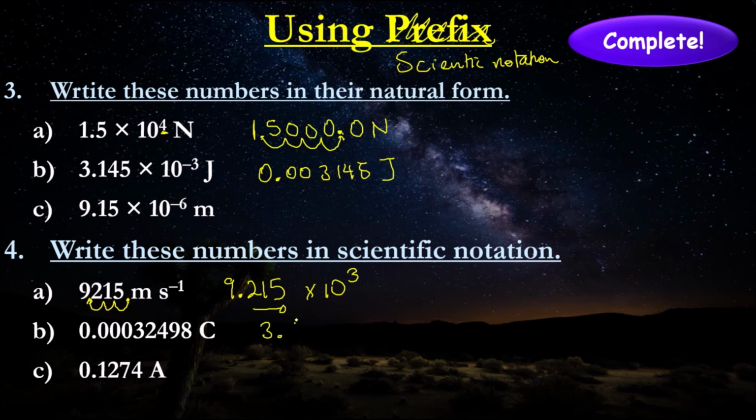Next one we have 3.2498 times 10. Let's see how far we move the decimal. 1, 2, 3, 4, 5, 6, 7, 8. So moved it by 8 positions there. Okay. Try the next one here and see what you can get.